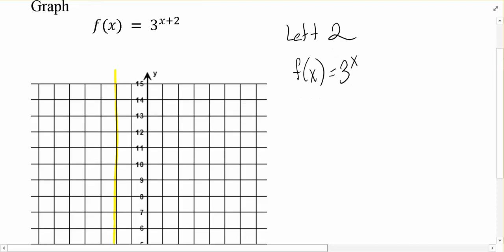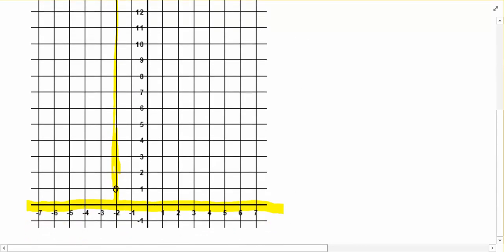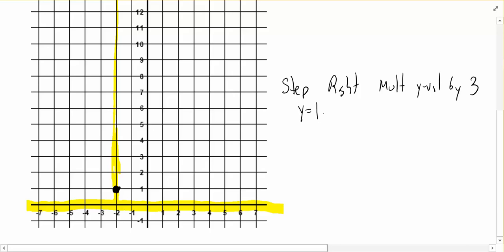How do we graph a regular old 3 to the x? We start off at the ordered pair 0, 1. Now ignore the labels that are there and just graph relative to this axis. Where I've plotted is 0, 1. Then, if I take a step to the right, multiply the previous y value by my base of 3. So my previous y value was 1. I'm going to multiply by 3. That gets me 3.